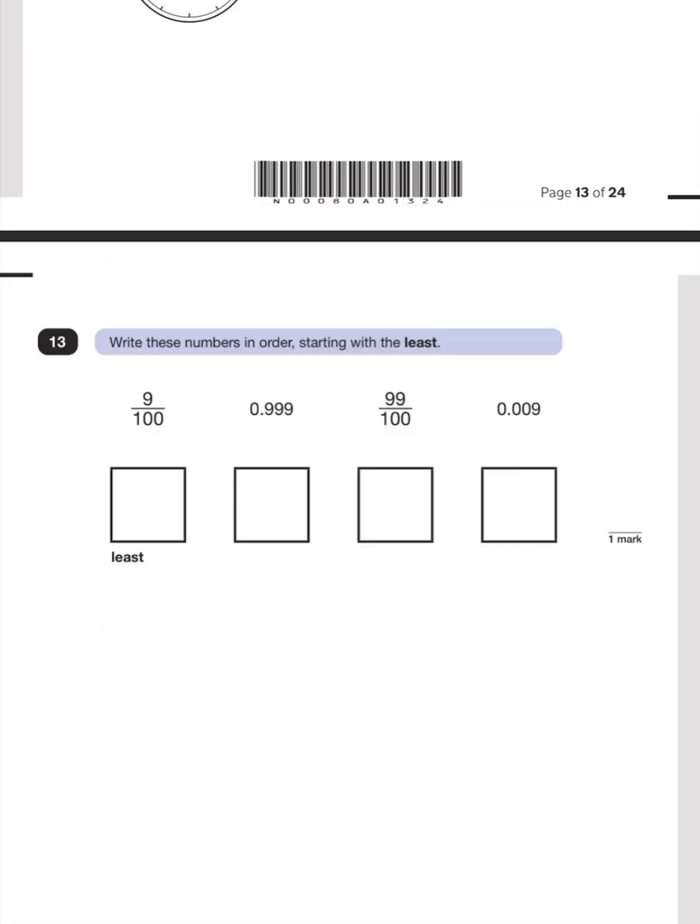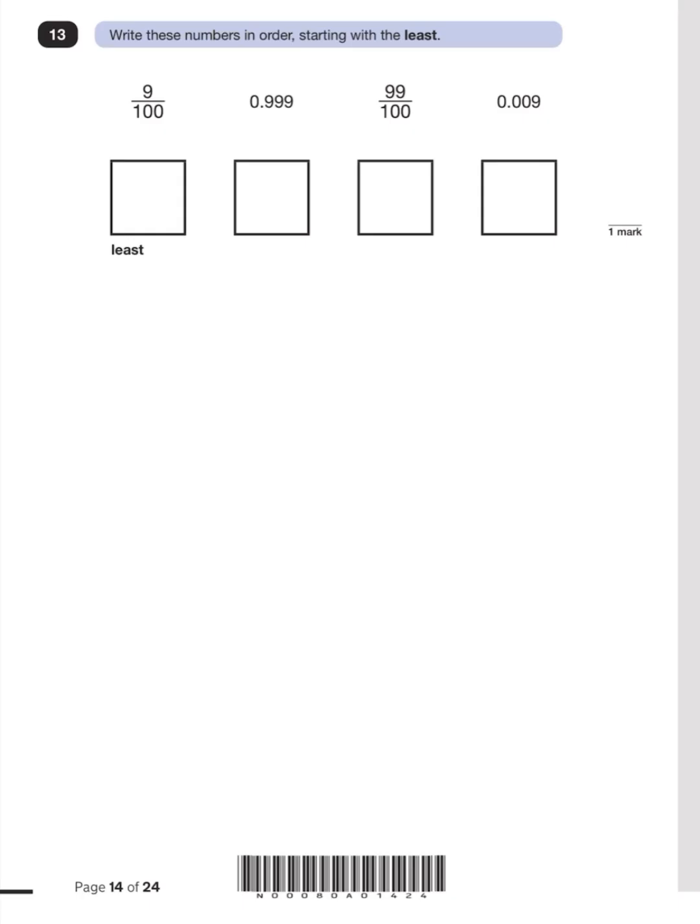Number 13. Write these numbers in order, starting with the least. We've got 9 over 100. We're going to write backwards. 900. So 0.09. Then we've got 0.999. 99 over 100, writing backwards. 990. 0.99. And then we've got 0.009. So starting with the least, the smallest of these numbers is the one with the most zeros before the 9, which is this one. So we're going to write 0.009.